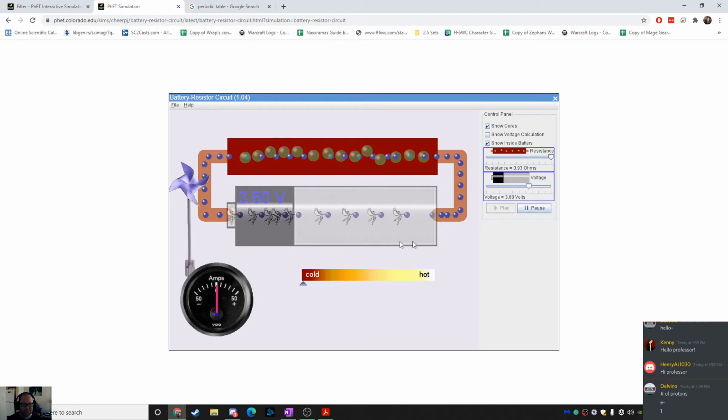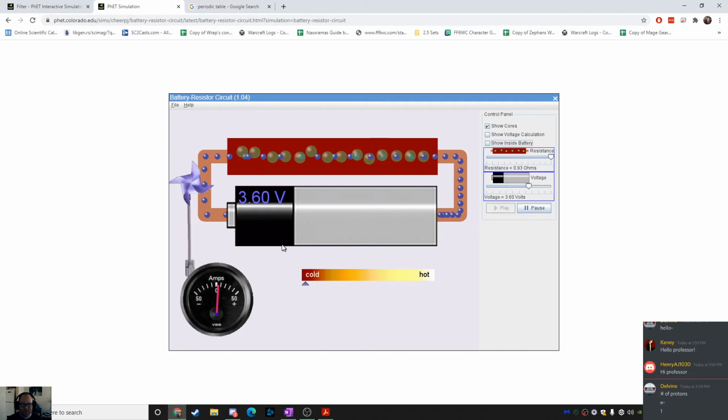So basically what we have is a battery. We've got a circuit here. And there's a voltage right here, which we can manipulate. And then these little blue balls are electrons. And then this red thing is basically just a conductor. I can turn these little things off, but there's the electrons flowing through there. You kind of notice that the electrons are chugging along.